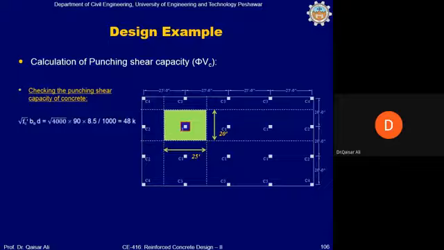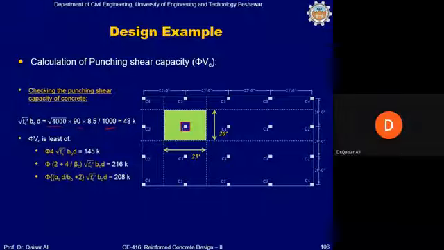Punching shear capacity. Square root of FC prime, B naught, D is common to all three equations. So first of all, we will calculate this: 4,000 square root 90 into 8 divided by 1,000 to convert this into kips, then multiply by phi, which gives us a value of 145 kip for the first equation. The next gives us a value of 216 kip. The third gives us a value of 208 kip.